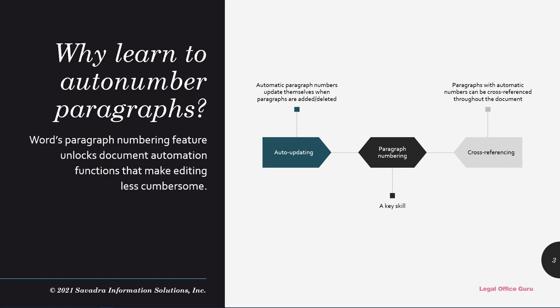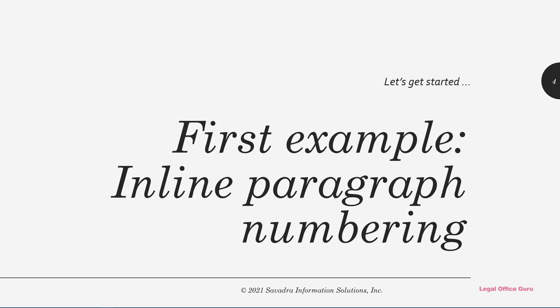Once you've learned how to do even simple automatic paragraph numbering, then you can add and delete numbered paragraphs without having to renumber them yourself. With a long document, that can be a huge time saver. Plus, those same automatic paragraph numbers can become bookmarks you can then cross-reference throughout your document. Cross-referencing doesn't just mean repeating the paragraph number itself. You can also cite the page number that paragraph is on and the context, above or below, etc. Now that you know why this is important, let's get started with our first example, what I call inline paragraph numbering.